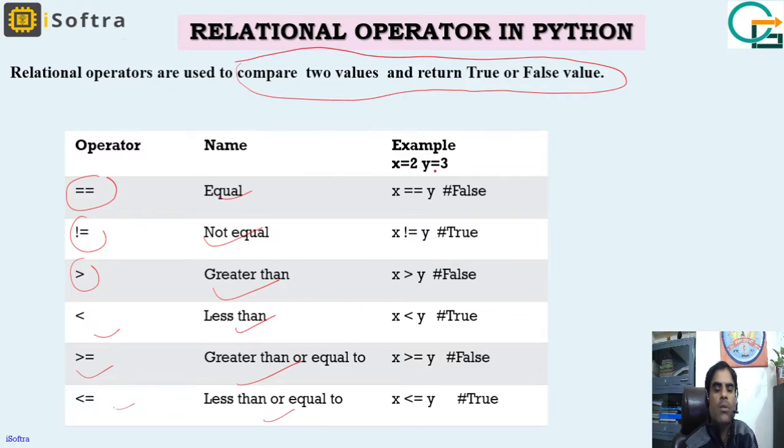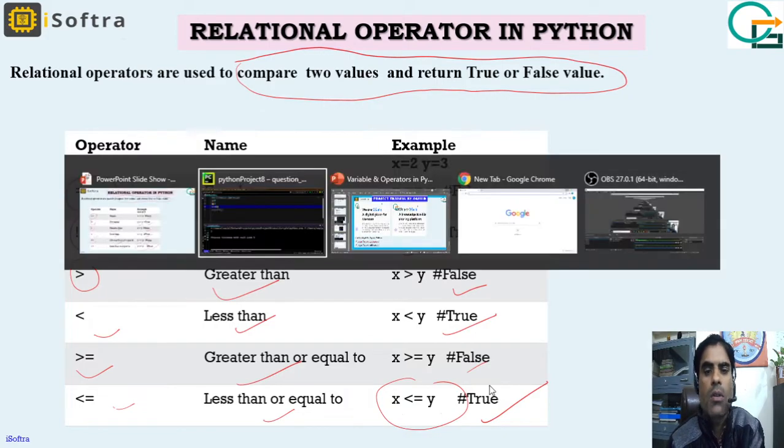For example, x equals 2, y equals 3, then x equal to y will give false result because they are not equal. x not equal to y will give true result. x greater than y is false, x less than y is true, greater than or equal to is false, less than or equal to is true. The important thing here is that x is 2 and y is 3, x is less than y, so it is true. So this is about relational operator.